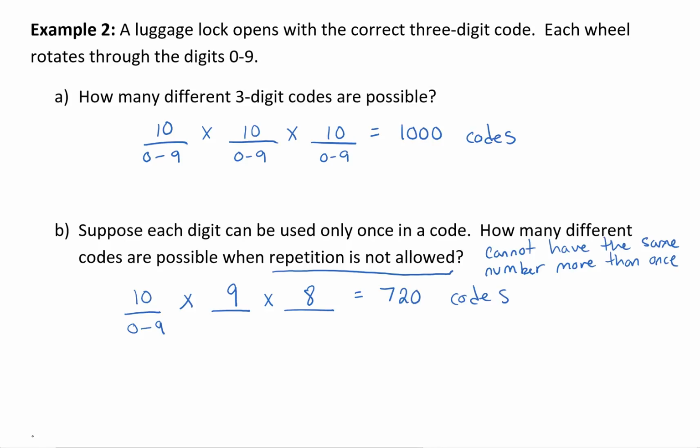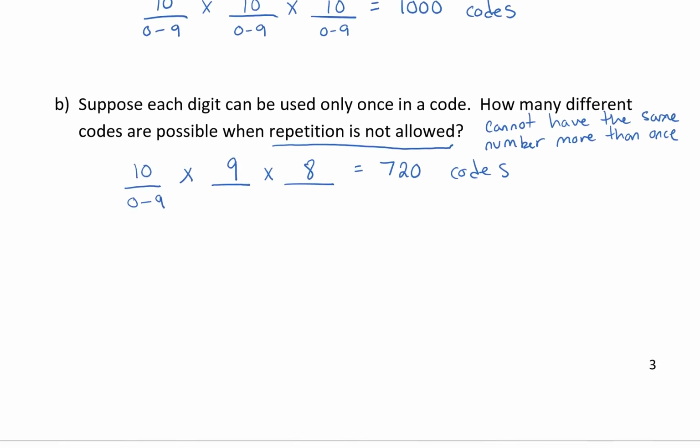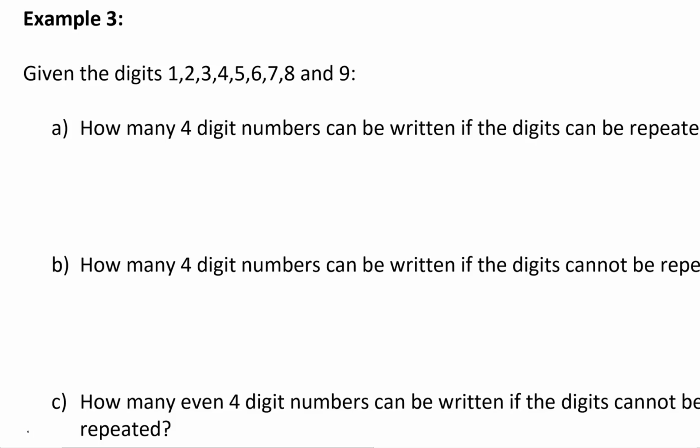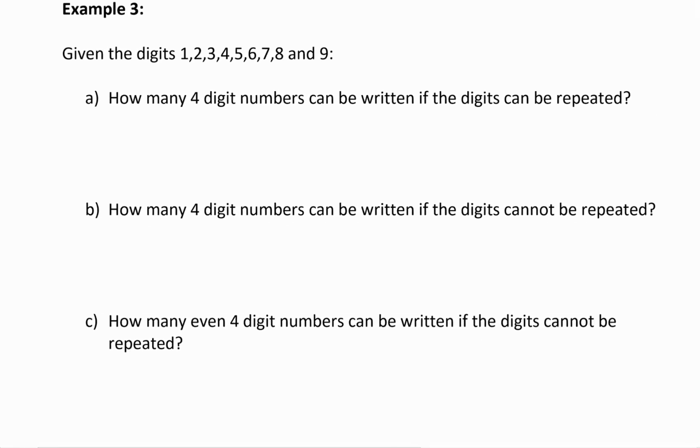That's pretty much all there is to the fundamental counting principle. Now I'm going to ask you to go through the next couple of examples. Let's take a look at them together, but you're going to try them out, okay? And then we'll go over them in class. So example 3 says, given the digits 1, 2, 3, 4, 5, 6, 7, 8, 9, how many 4-digit numbers can be written if the digits can be repeated? How many 4-digit numbers can be written if the digits cannot be repeated? Very similar to the ones we just did. And then C says how many even 4-digit numbers can be written if the digits cannot be repeated. So try those ones out on your own.